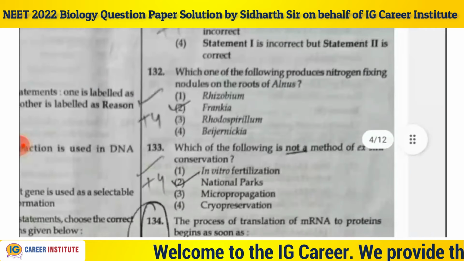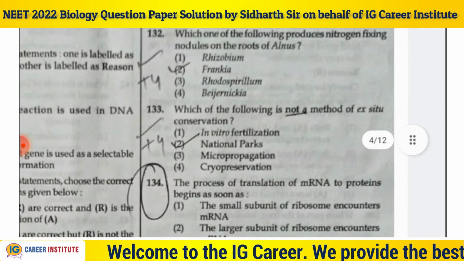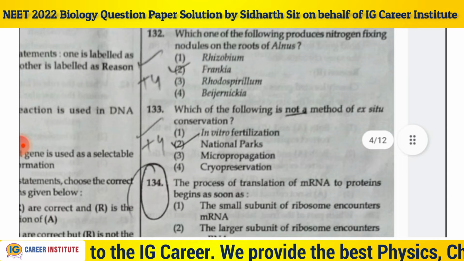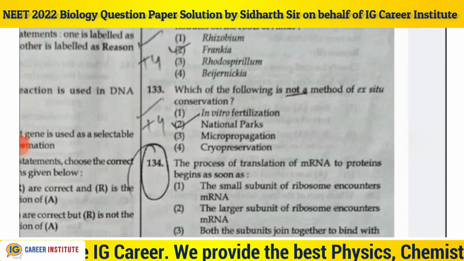Then question number 132. Which one of the following produces nitrogen fixing nodules in the root of Alnus? Frankia, obviously. Directly another line from NCERT.